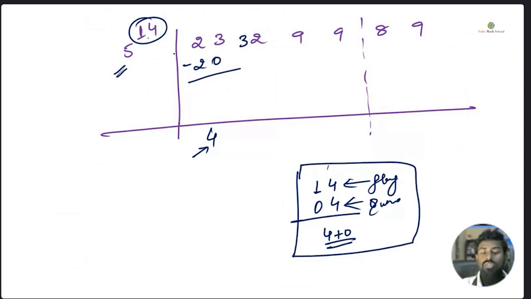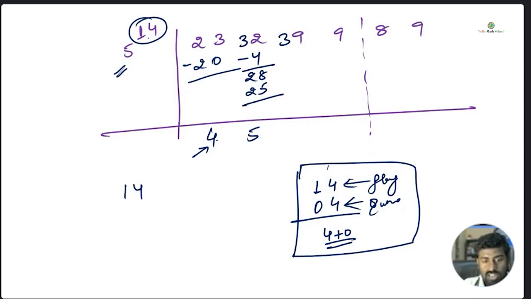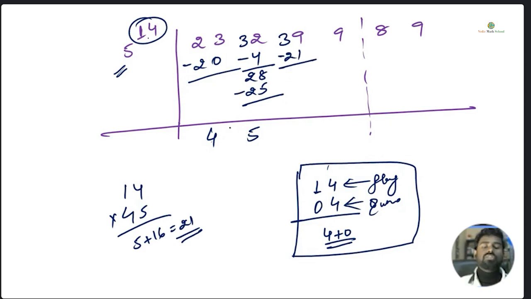So 4 into 14, we will get 4. So I'm subtracting only 4. So that is 28. 5 times 5 is 25. 3 I'm writing here, 39. Now look at this, 14 and this 45. We have a 2-digit flag, so we are taking 2 digits of the quotient. Okay? Now multiply here: 5 1s are 5 plus 4 4s are 16. So 16 plus 5 is 21. So you have to subtract 21. Got it?